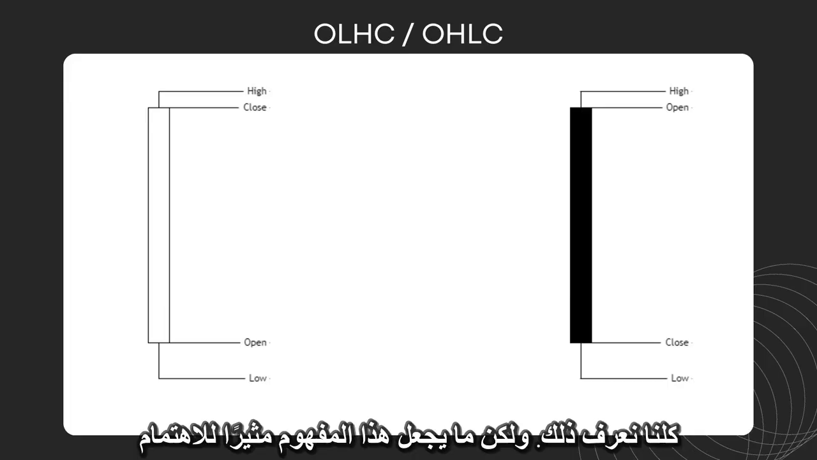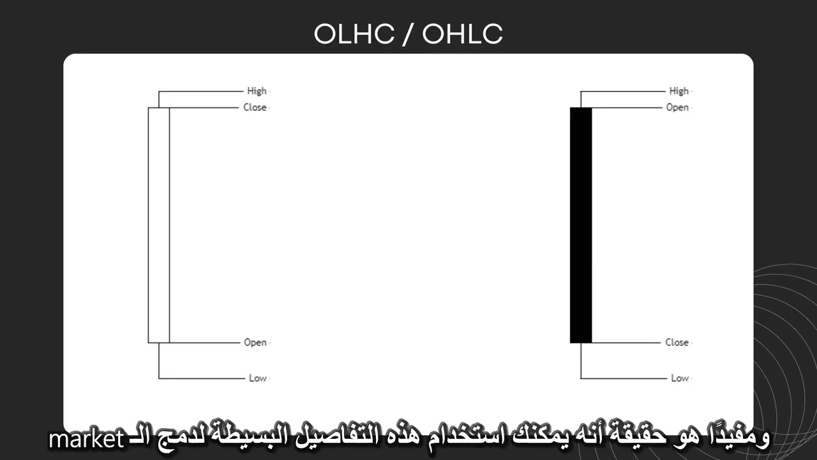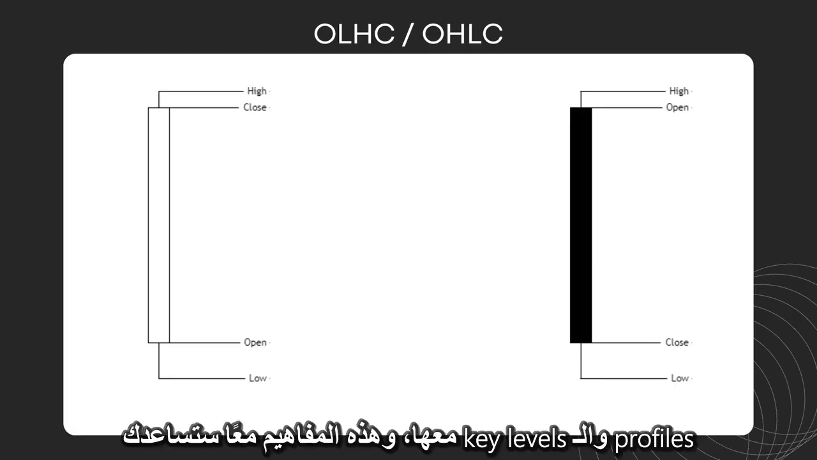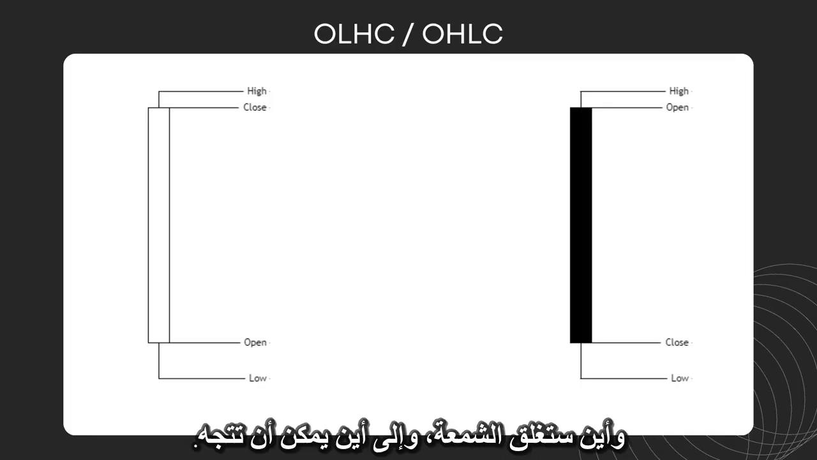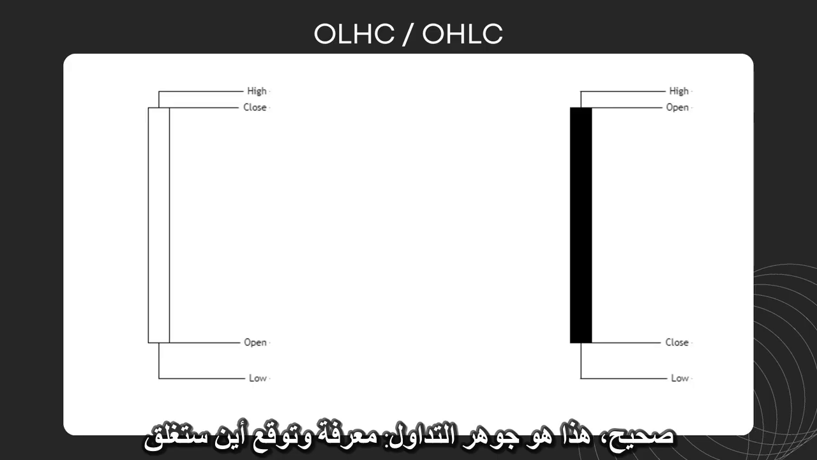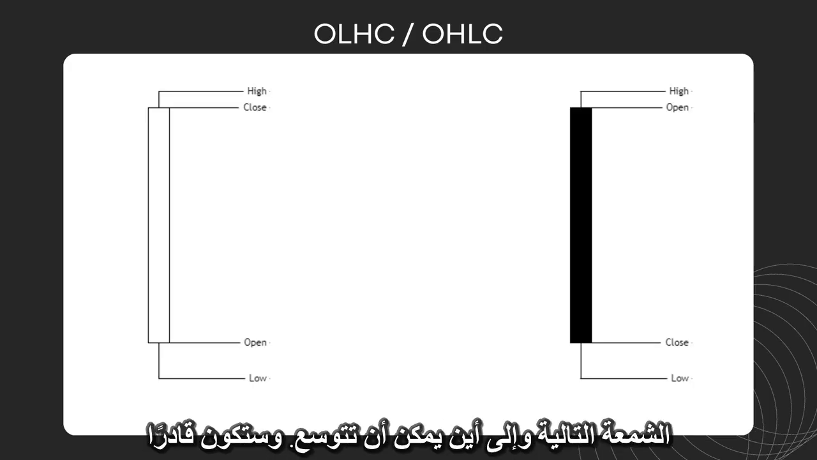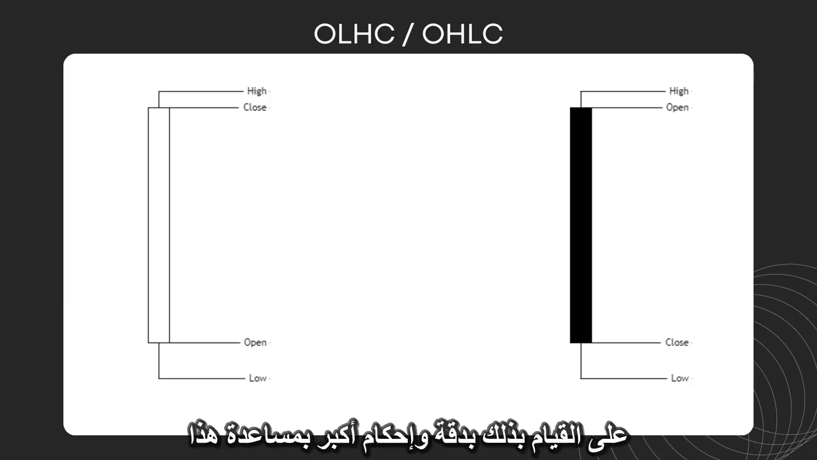But what makes this concept so interesting and helpful is the fact that you can use these simple details to integrate market profiles and key levels with it, and those concepts together will help you determine and predict where the high and the low of the candle will be formed, where the candle is going to close, and where it could potentially be headed, right? That's what trading is about: knowing and anticipating where the next candle is going to close and where it can expand to. And you're going to be able to do that more accurately and precisely with the help of this concept.